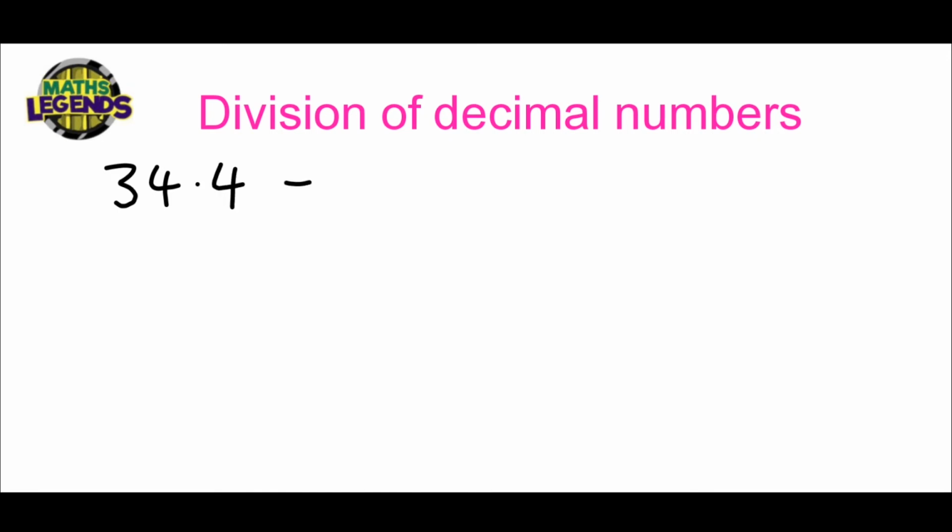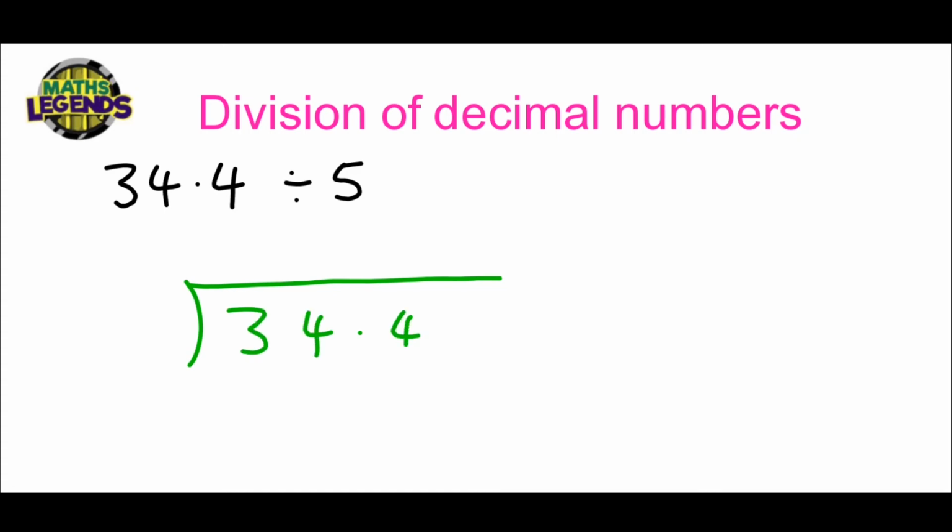Let's look at another example. 34.4 divided by 5. So again, we draw the bus stop and we place the 34.4 in the middle and the 5 outside. We then ask ourselves, how many 5s goes into 3? Well, it doesn't, so we place a 0. So that takes us up to 0, but we want to get to 3, so we carry forward 3. We then ask ourselves, how many 5s goes into 34? That's 6. And we have 4 left over, so we place the 4 in front of the next number, 44.